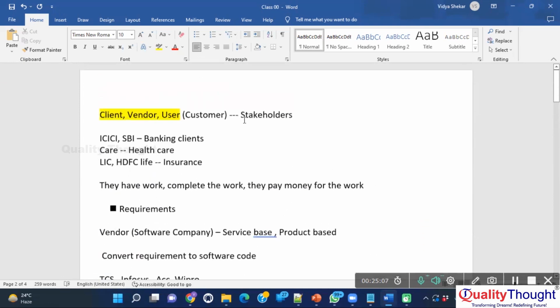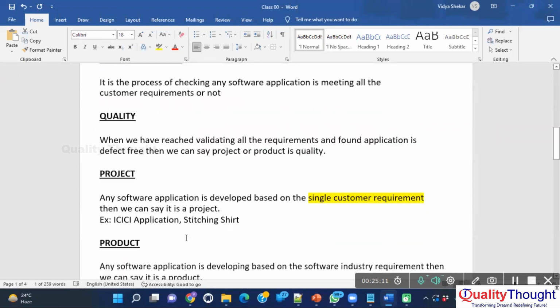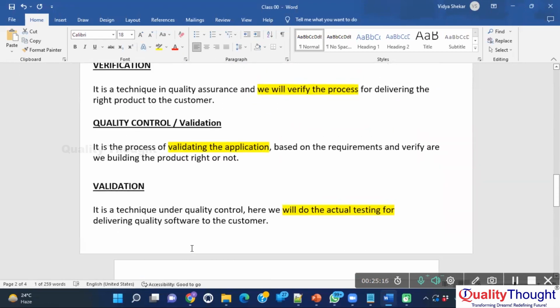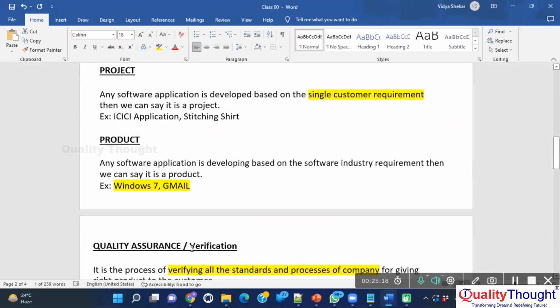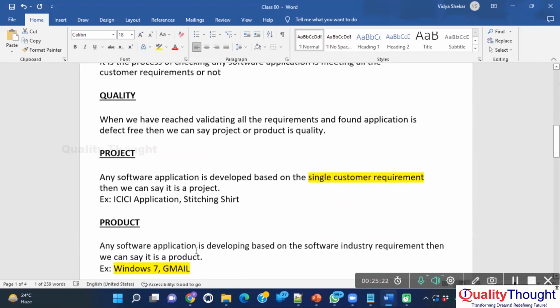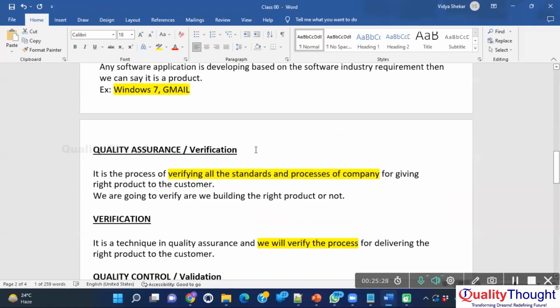Sorry, don't use the word customer. Customer is nothing but a user. Use only the word client. So we are clear with these 4 points, right? What is a client? What is a vendor? What is a user? What is software testing? What is quality, project, and product? And what is QA and QC? These terms are used very commonly.